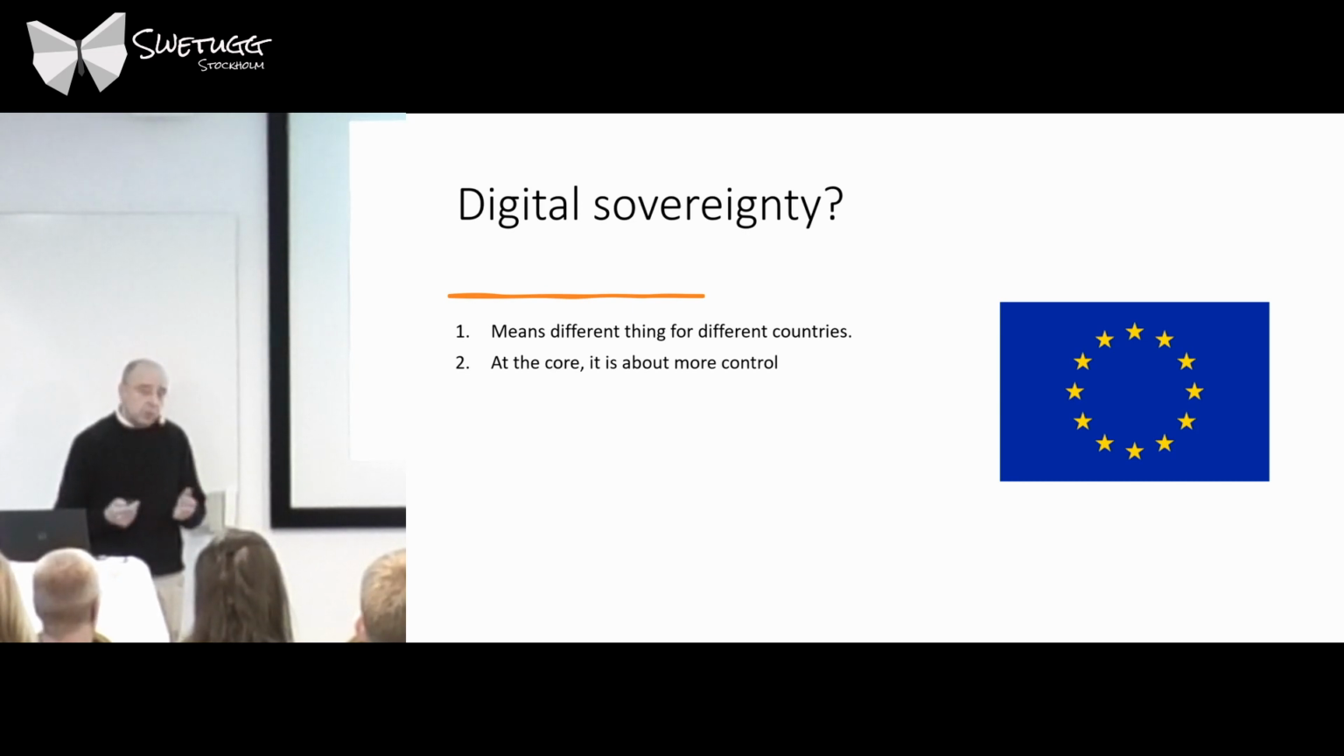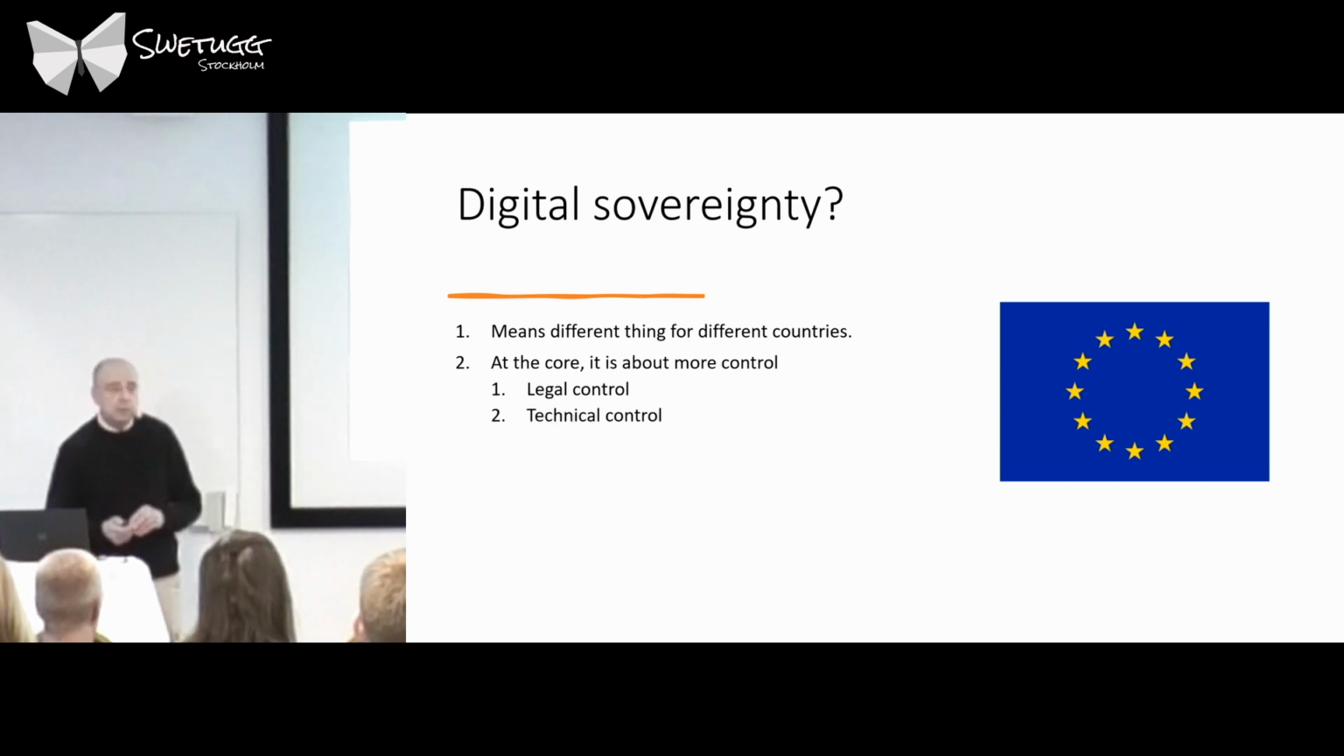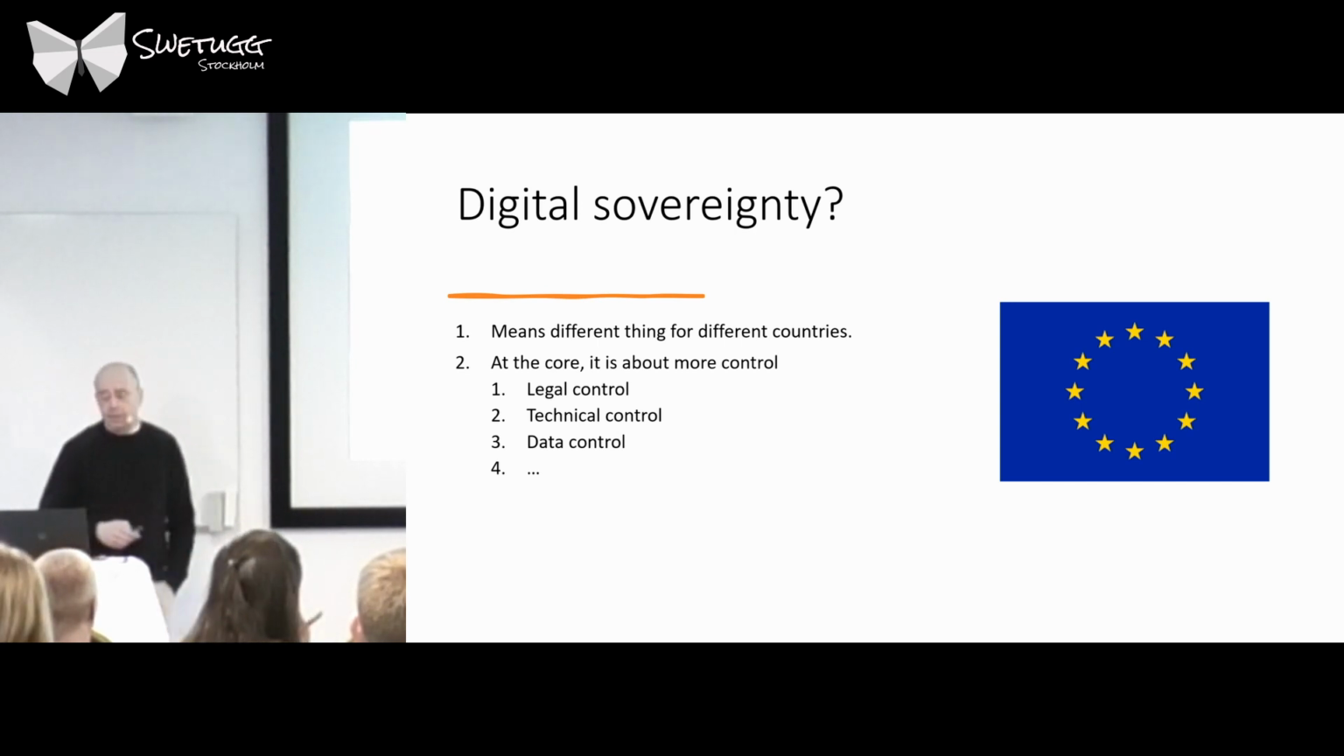And what does control mean? Well, control could mean legal control. You want stronger control from a legal perspective on your data. It could mean technical control, hardware control, network control. You want to be in control of data transfers, etc. Or just data control. It could be a lot of other things that you also want to have control over, or at least more control, because you can never be in full control or have full sovereignty. So it has to be a balance there.